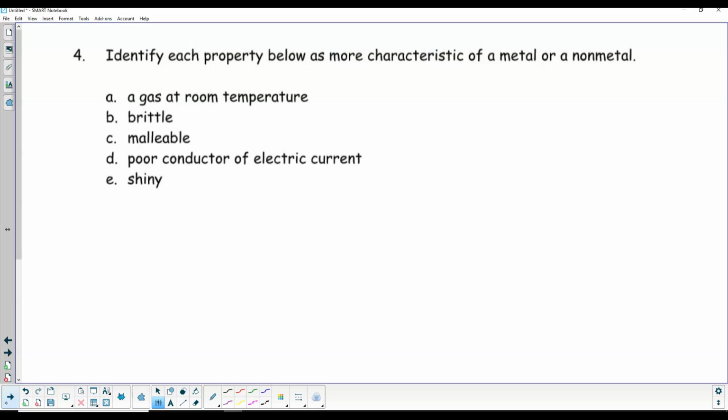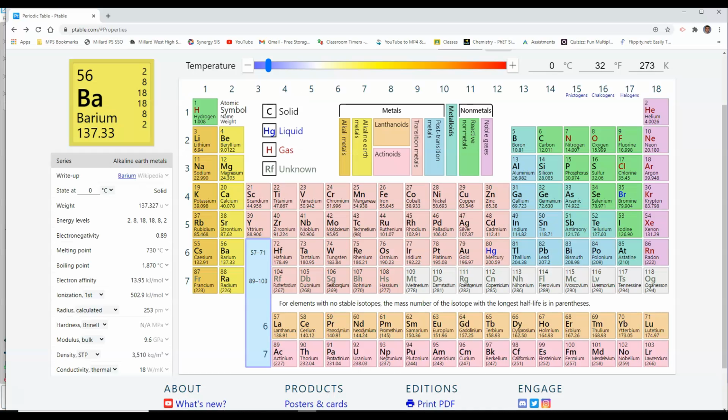Okay, so now we're to identify the following as either being more characteristic of a metal or nonmetal. So, gases at room temperature. How you can tell states of matter when you look at the periodic table: you're going to notice there's a key. Anything solid is printed in black, anything that is liquid is printed in blue, anything that's a gas is red. And if it's unknown, it's because they're synthetic. They didn't make very many of those atoms. They're just grayed out, like these ones down here in this bottom row.